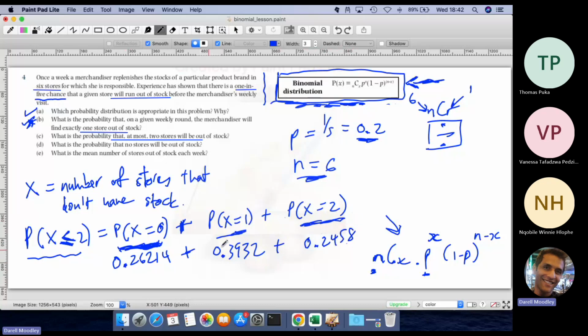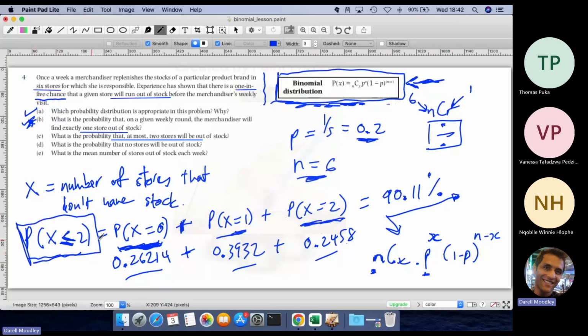Okay, and you add them all up. That's your final answer. You add these three numbers up, and you get a final answer of 0.9011, or in other words, 90.11%. I'm just going to write it as a percent. That's your answer. It's important that you can formulate the question mathematically like this, because that enables you to determine which probabilities you need to answer it: you need this one, this one, this one, and then you add them up. All right, so that's question C.